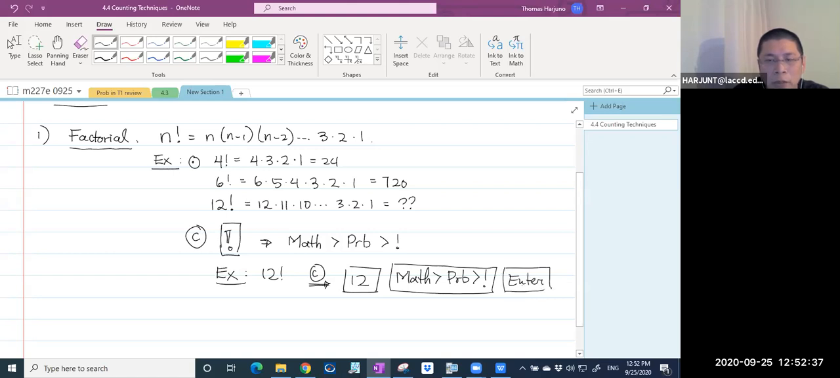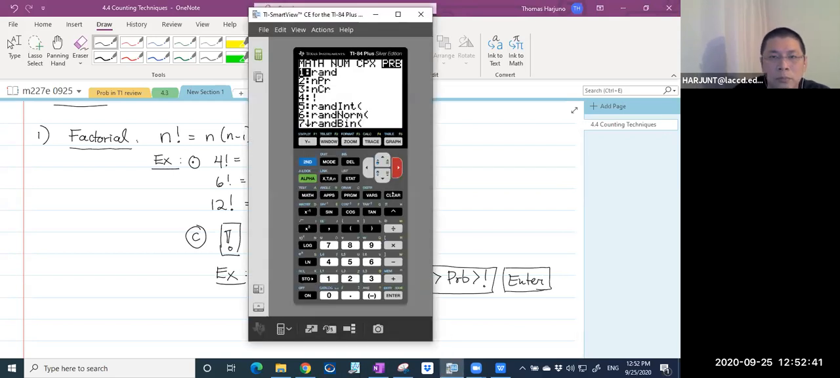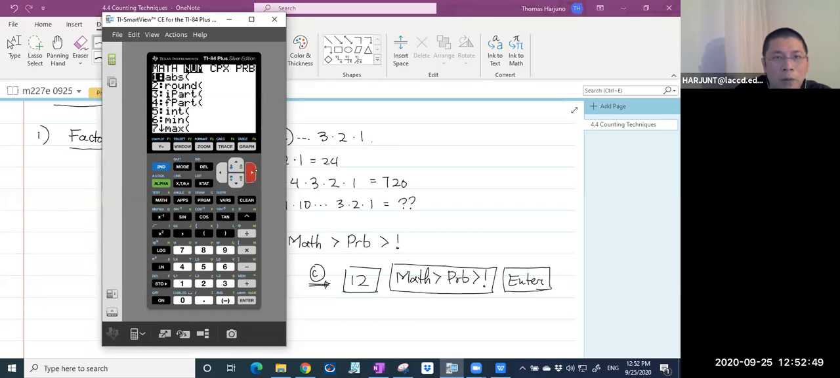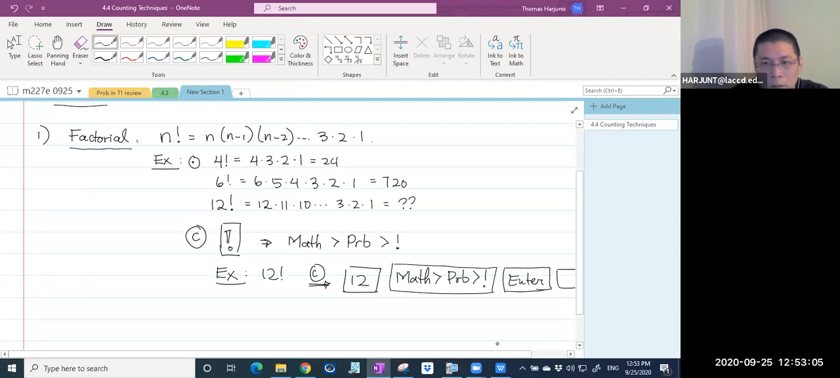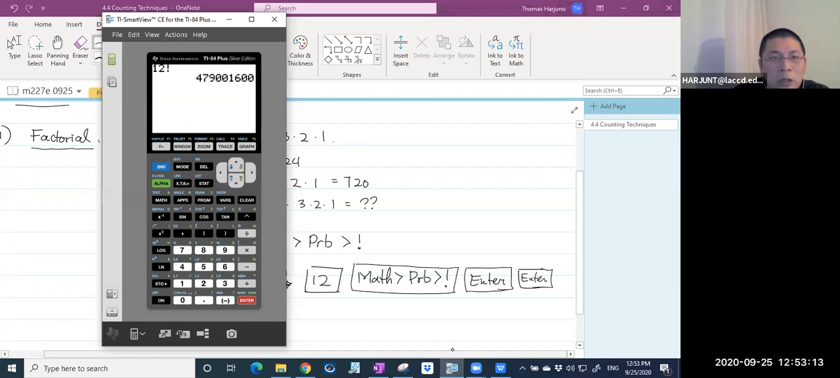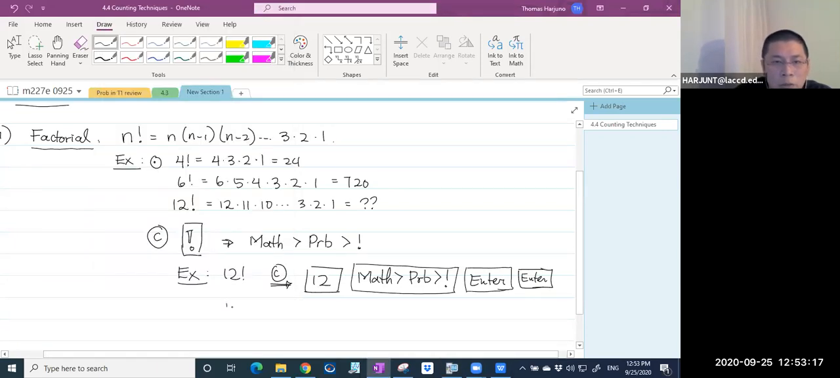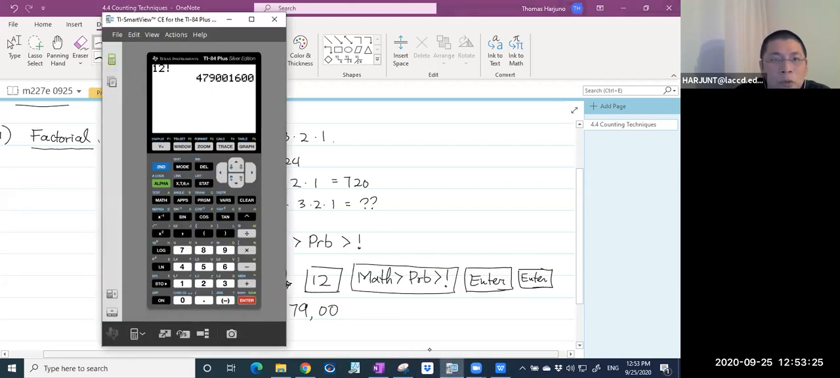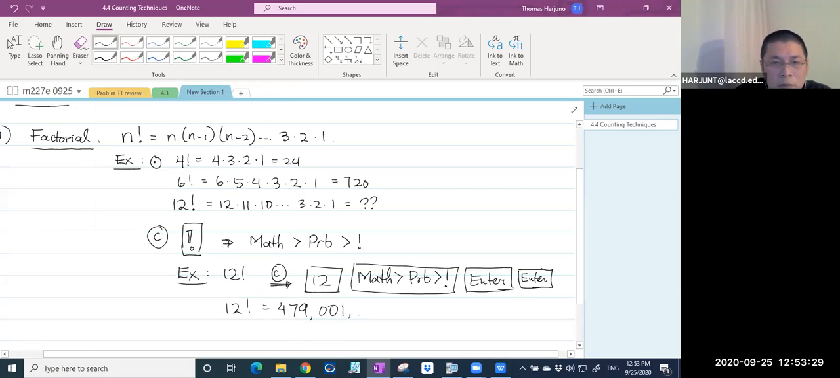Now, if you already have your calculator, try it. Let me show you how I do it. 12, and then math, PRB, exclamation mark, enter. That will give you 12 factorial, but not the result yet. You press enter again, you will get the result. Then you will get, what's that? 479 million. So 12 factorial is 479,001,600. Is it okay?